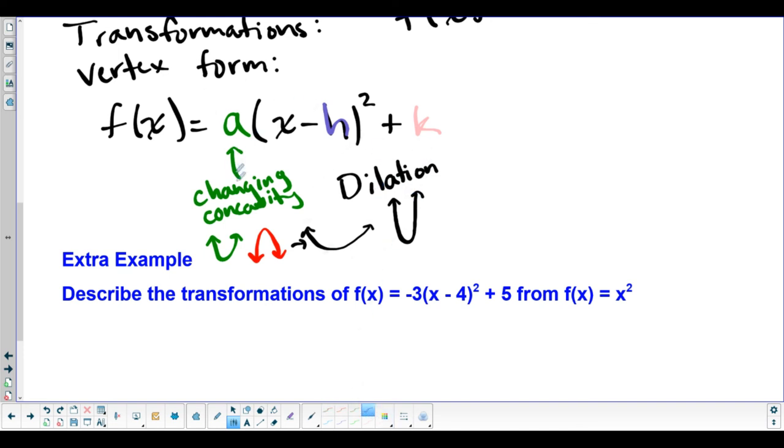Anyway, so that's what the A value does. It dilates things or it reflects it. It changes the concavity. So you can either reflect or dilate.